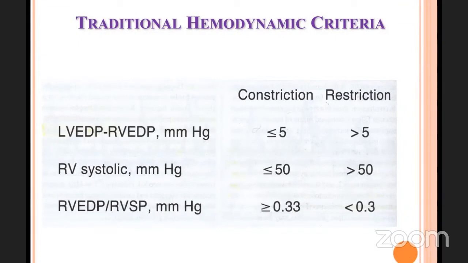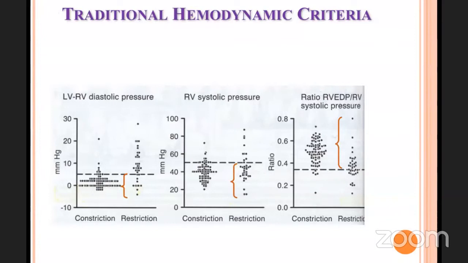But then if we analyze the data here, this is a study wherein we tried to analyze the traditional hemodynamic data, comparing constriction versus restriction in all the parameters: diastolic pressures, RV systolic pressures, the ratio of the RV end diastolic pressure to the RV peak systolic pressure. There is a lot of overlap. So we had a lot of difficulties. What we thought was constrictive pericarditis, you do a thoracotomy and the surgeon says that this pericardium is very thin, so it is unlikely to be constrictive pericarditis. So we used to make a lot of errors based on this.